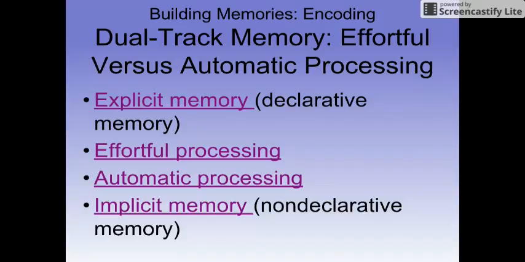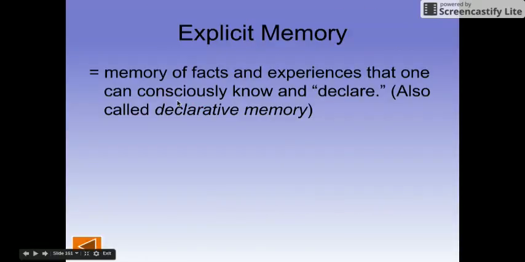So we're going to take a look at those two ideas through the use of talking about explicit memory and implicit memory. So your explicit memory is also known as your declarative memory. It's one of those terms, those concepts that has two terms or more than one term that describes the same thing. This is your memory of facts and experiences that you can consciously know and declare. So it's everything you learn in school, everything that you've experienced with your friends, your family, your part-time job, your prom, whatever it is. These are things that you can declare as a memory.